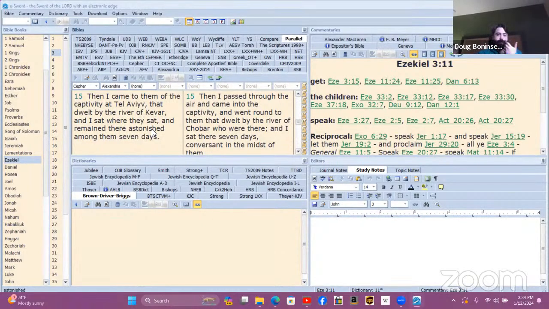So to the left here, where we have the Sefer for the Masoretic, it says, then I came to them of the captivity at Tel Aviv. Now, this is another interesting thing here, the Septuagint doesn't even have the word Tel Aviv there.